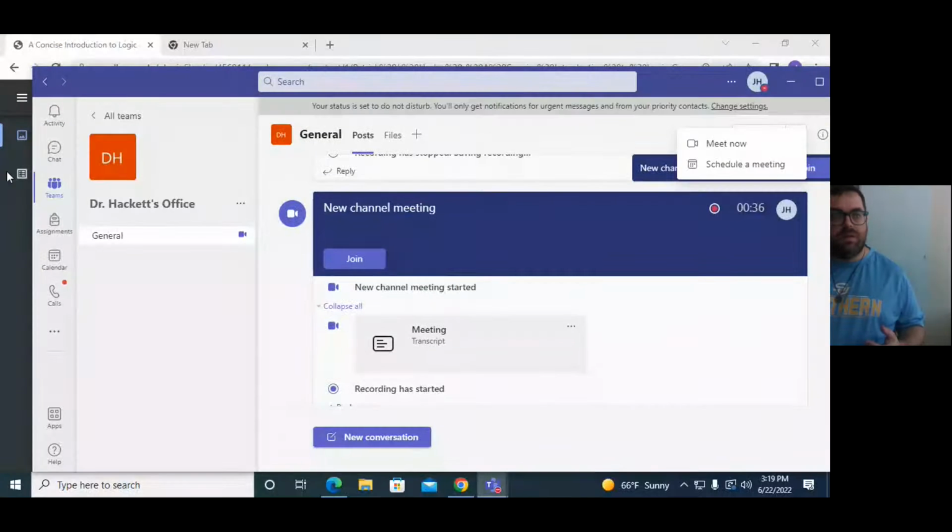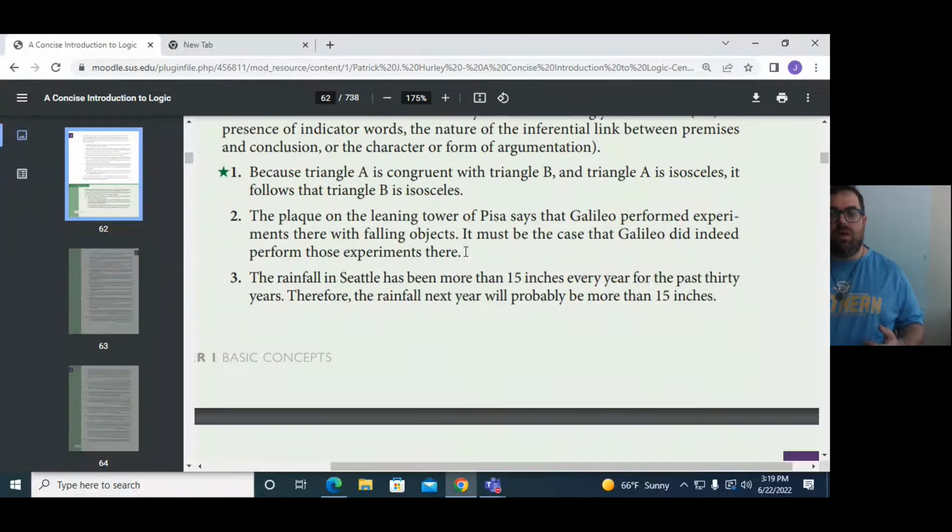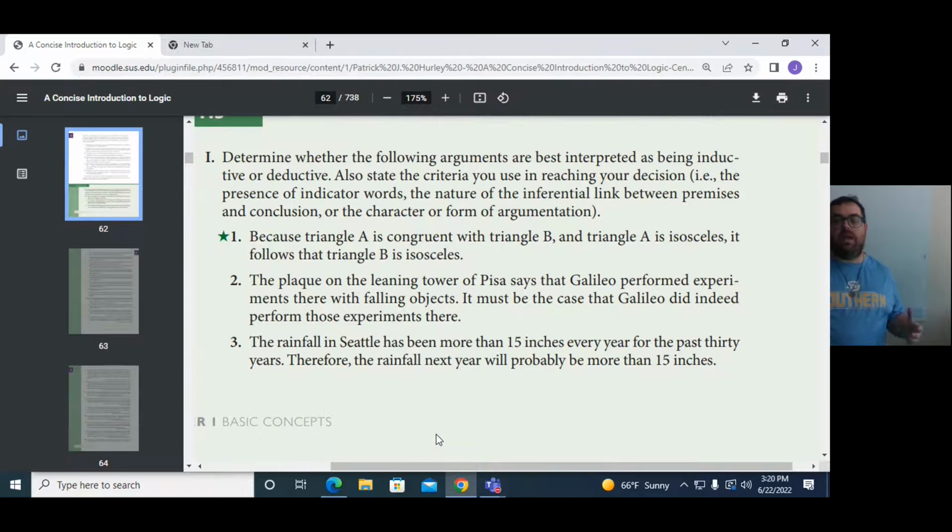Okay. So in the 1.3 homework, we need to be able to identify, right? So here's what we're asked to do. Determine whether the following arguments are best interpreted as being inductive or deductive. Also, state the criteria you use in reaching your decision: the presence of indicator words, the nature of the inferential link between the premises and the conclusion, or the character or form of argumentation. So it's a bit open, right?